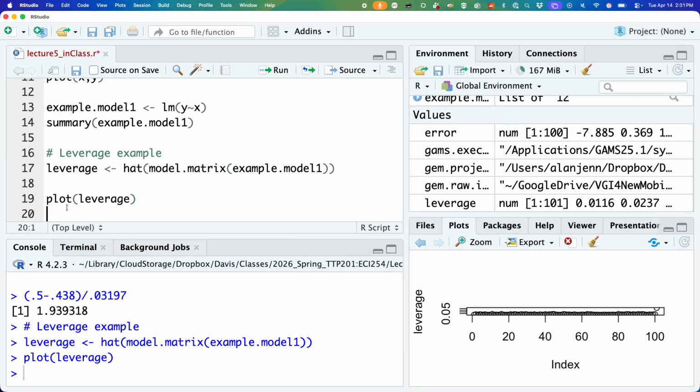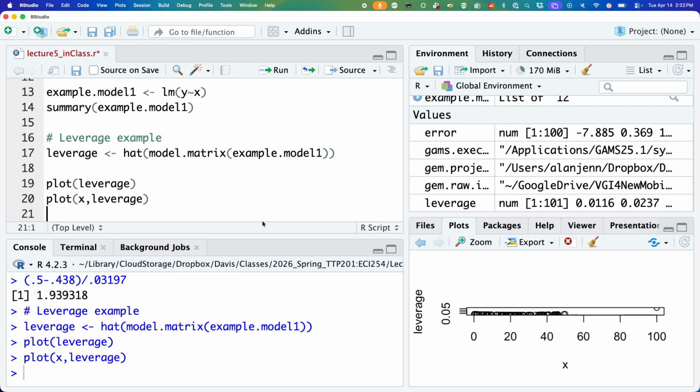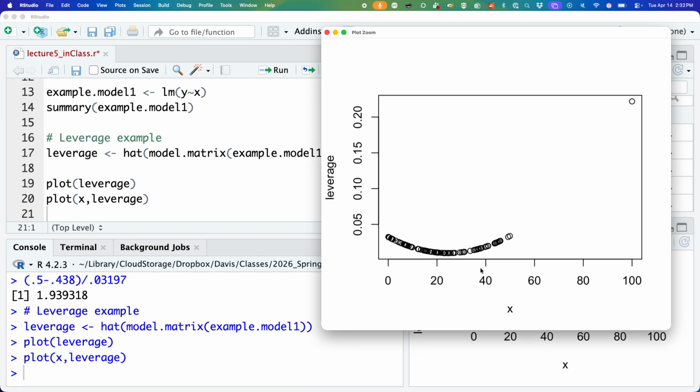If I were to plot x against leverage, it would look something like this. Here you're going to see something kind of interesting happening. Now I've plotted all of the points in order in x. Does anyone see a pattern here? What is the pattern that you see? It looks like a little parabola.